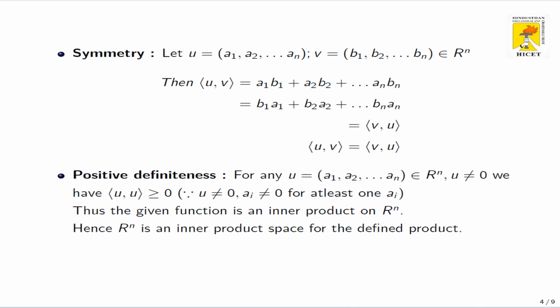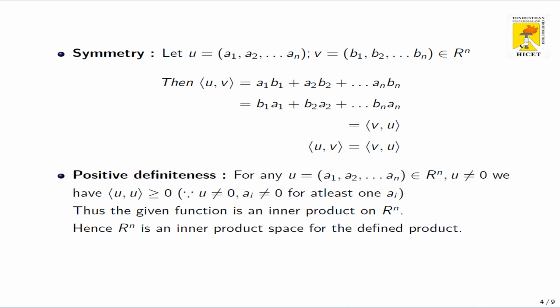Secondly, we need to check symmetry. Consider the LHS: inner product of u comma v equal to a1 b1 plus a2 b2 up to an bn. Here the multiplication of the scalars is commutative.